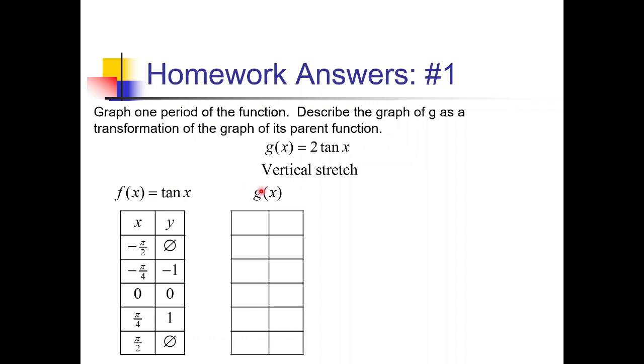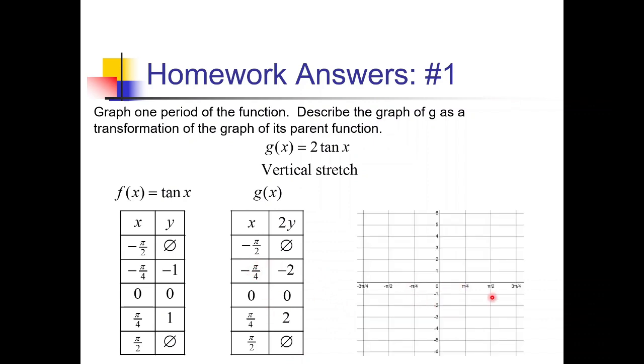For the x values, since we don't have anything going on inside the function, the x's are going to stay the same. Since we have this 2 outside the function, we're going to do 2 times the y values. So for the x's, we still have negative pi over 2, negative pi over 4, 0, pi over 4, and pi over 2. And for the y's, we have undefined, and then negative 2, 0, positive 2, and then undefined, or an asymptote.